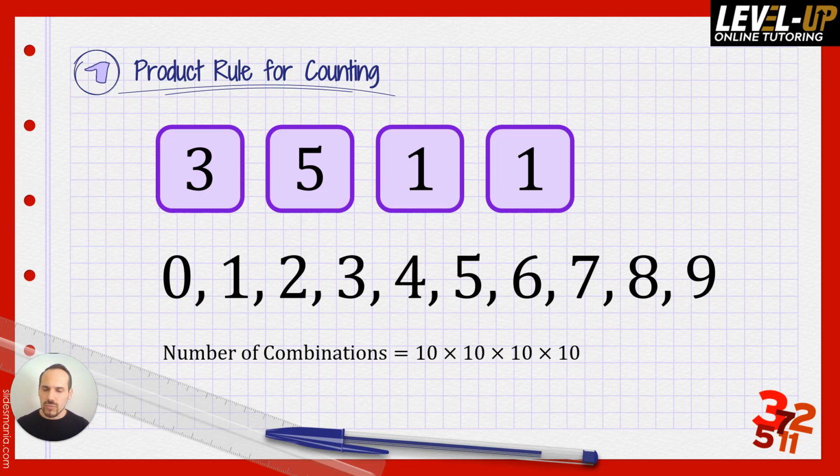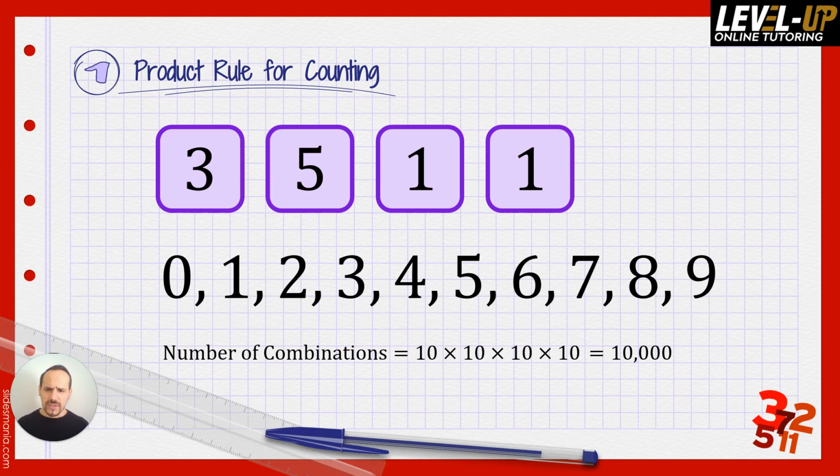So the total number of combinations will be this: 10 times 10 times 10 times 10, because we've got 10 options for each. And so in total, there'll be 10,000 possible numbers we could make here. Like I said, if we were picking a pin number or something, there'd be 10,000 possible pins we could create. So that's a simple, first example.